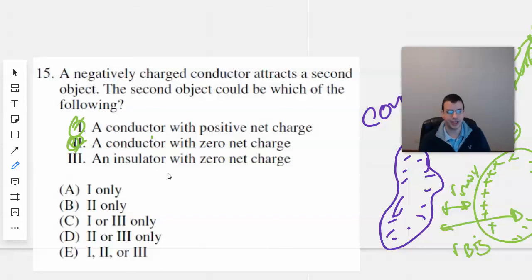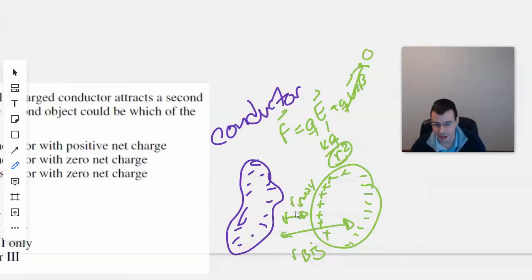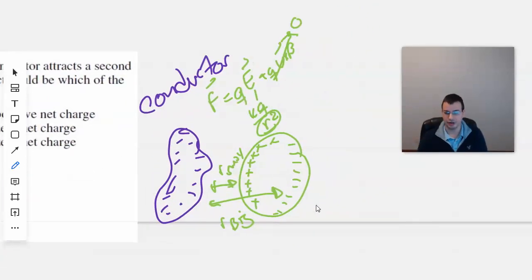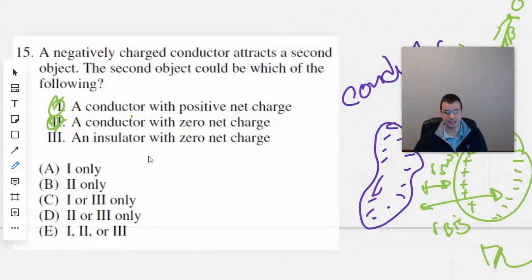I don't know. An insulator with 0 net charge. Okay, so you generally think of insulators as homogeneous, as even, and everything is the same. That's not necessarily true. You could just have an insulator which looks like this, just a block. You have a positive insulator and a negative insulator, and you just put them together as a block. And then if you put this insulator over here, it would act the same way as this conductor, where the positives are physically closer than the negatives. So there is no guarantee with this insulator that it's homogeneous.